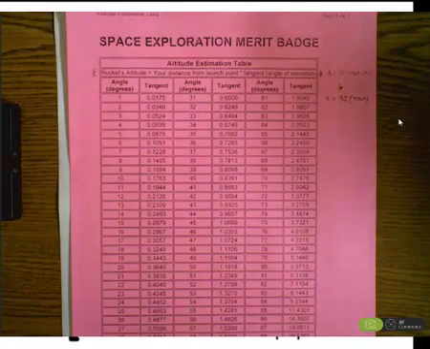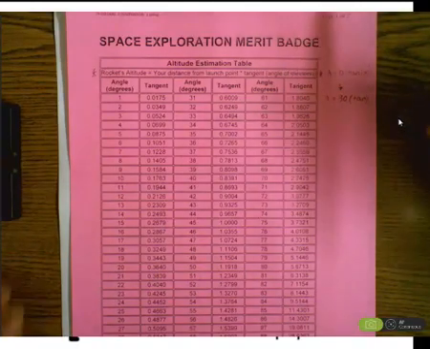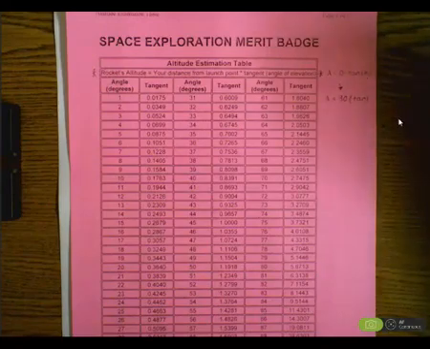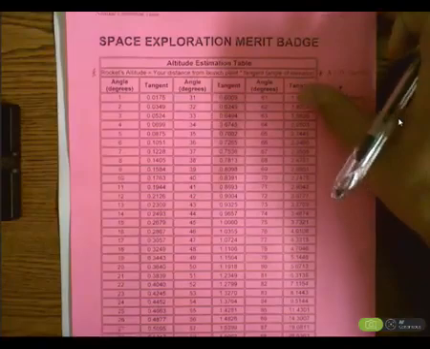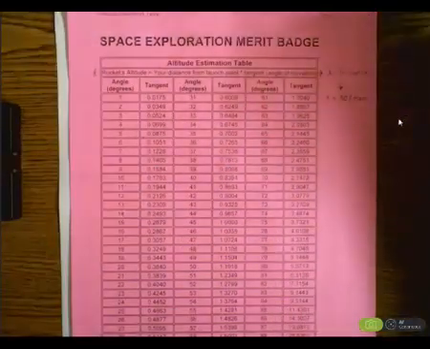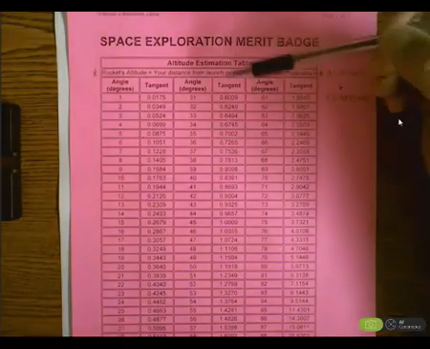I want to go through and talk about how we would go about finding the number of meters that our rockets traveled into the air. We're going to have to do this mathematically. You are going to need one of the Space Exploration Merit Badge pages. On the top here it gives us our equation.